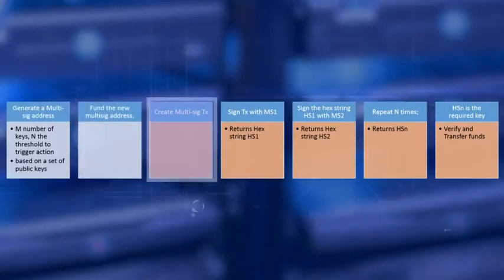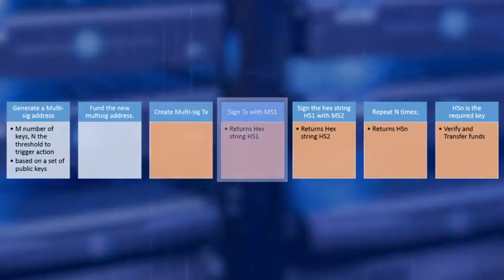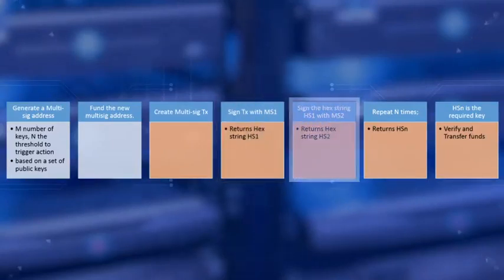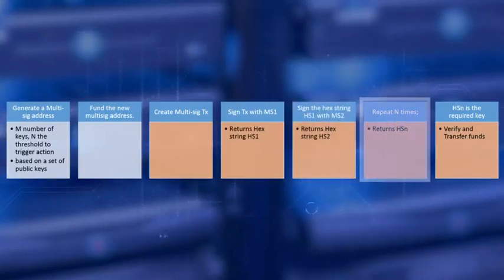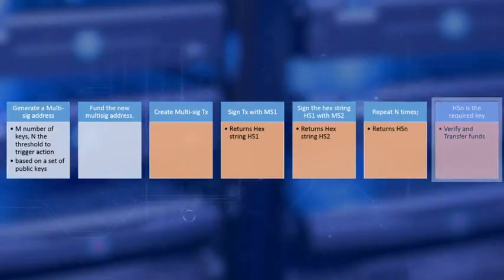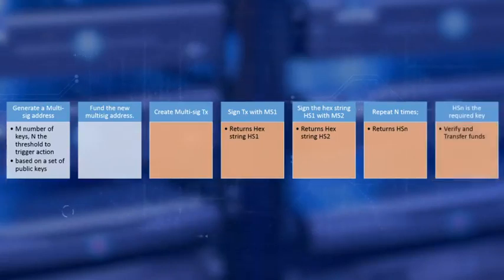Create a multi-sig transaction. This transaction will be signed with the first signature MS1, resulting in the hex string HS1. Then it will be signed by the second signature MS2, resulting in hex string HS2. This is repeated m times for the m signatures, resulting in HSM. This is the required multi-signed key. It is verified by the protocol and the funds are transferred. This explains the multi-sig operation.